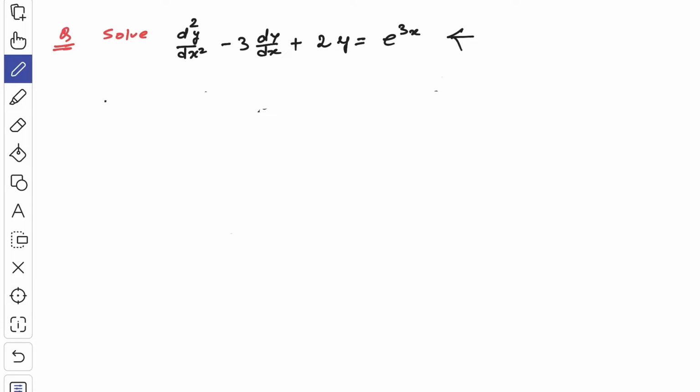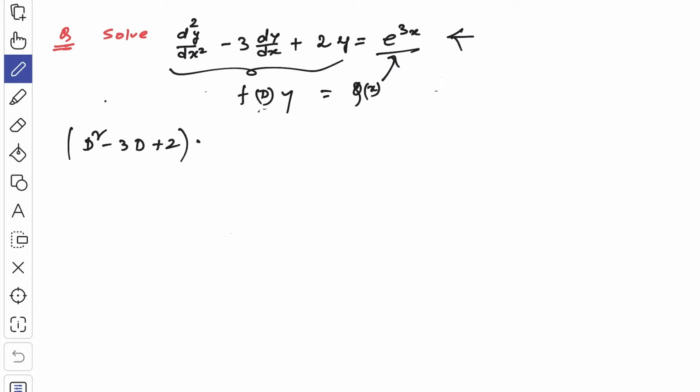In order to do that, first let me express the left hand side in this form, f(D) y, and here Q(x) is e to the power 3x. This is the Q(x). So if you express in this form, then you will get (D square minus 3D plus 2) y is equal to e to the power 3x. Here our auxiliary equation will be, take this part and replace D by m, then you will get m square minus 3m plus 2, and that's going to be equal to 0. That is our auxiliary equation.